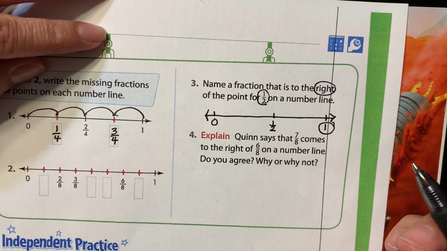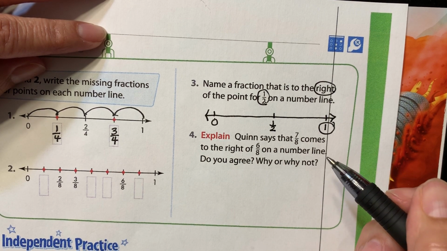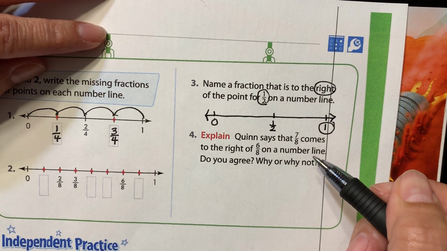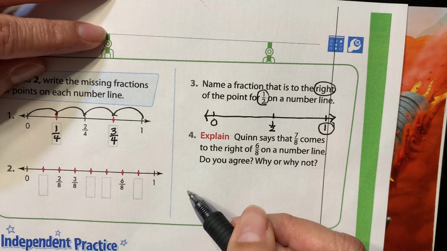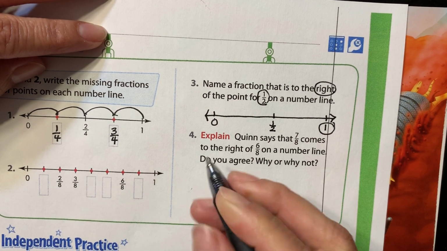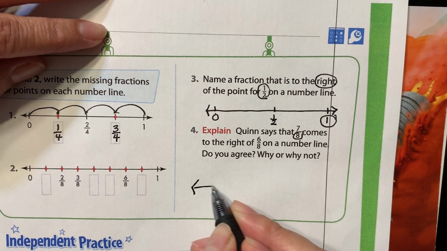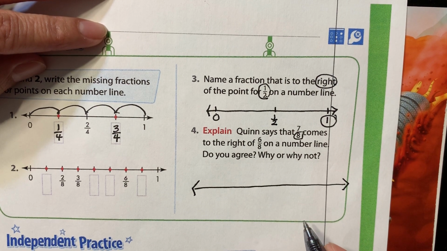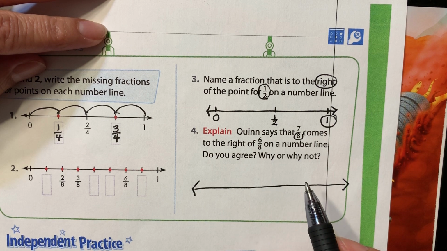On the next one, you're going to have to draw 2 number lines because they're asking here that Quinn says that 7/8 is to the right of 6/8 on the number line. Do you agree? Why or why not? You can draw 2 number lines, or you can draw the very same number line and check for yourself. And remember, it's in 8 pieces. The denominator says 8. So when you draw your number line, make sure you cut it evenly and equally into 8 pieces. And then you answer to see if Quinn is correct.